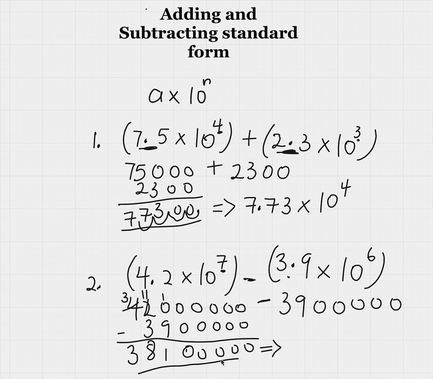This is a whole number or a big number, so it means the decimal point would be at the end of the number. Let's count the number of times we're going to move it. And where do we move the decimal point? We need to move it between 3 and 8: 1, 2, 3, 4, 5, 6, 7. So we're moving it 7 times. So our answer becomes 3.81 times 10 raised to the power 7. And that is it.